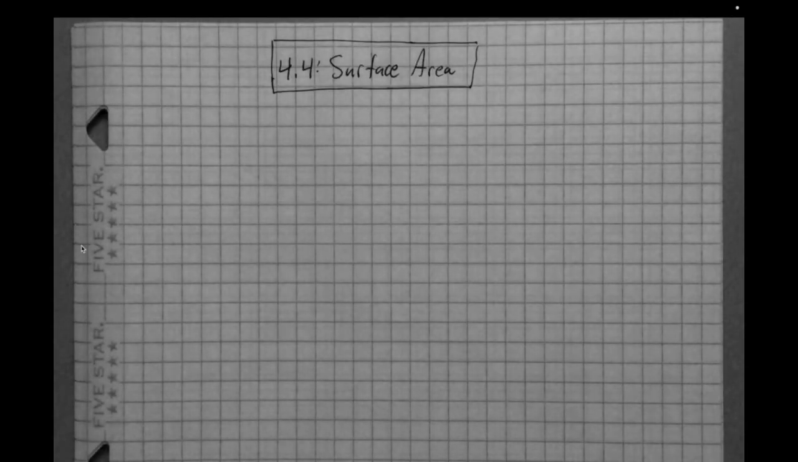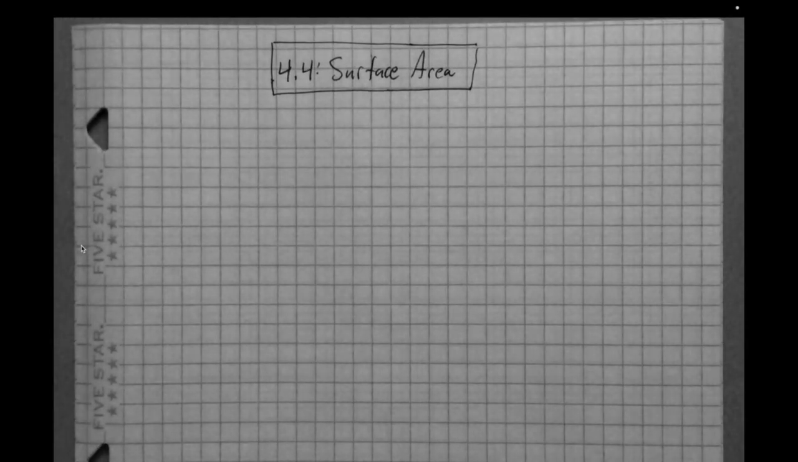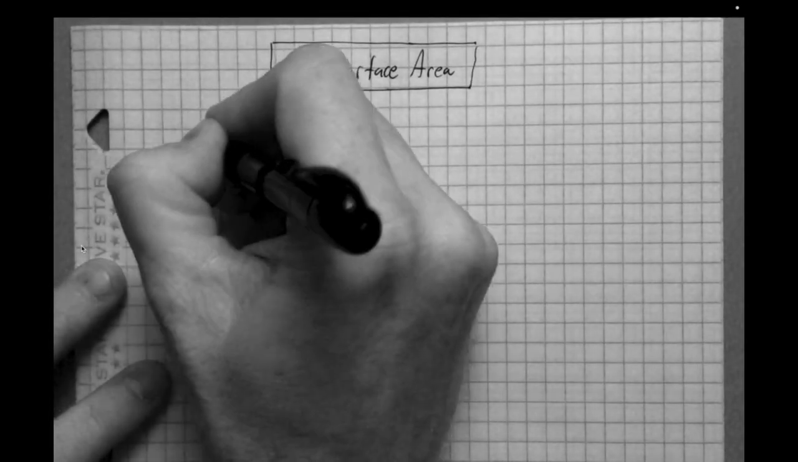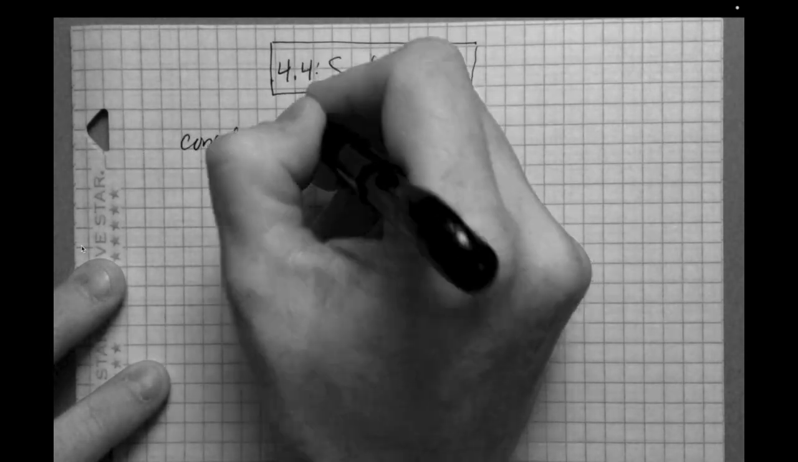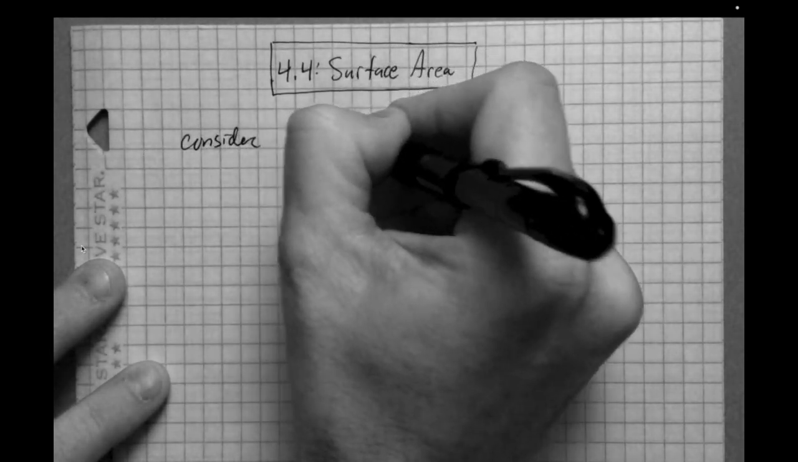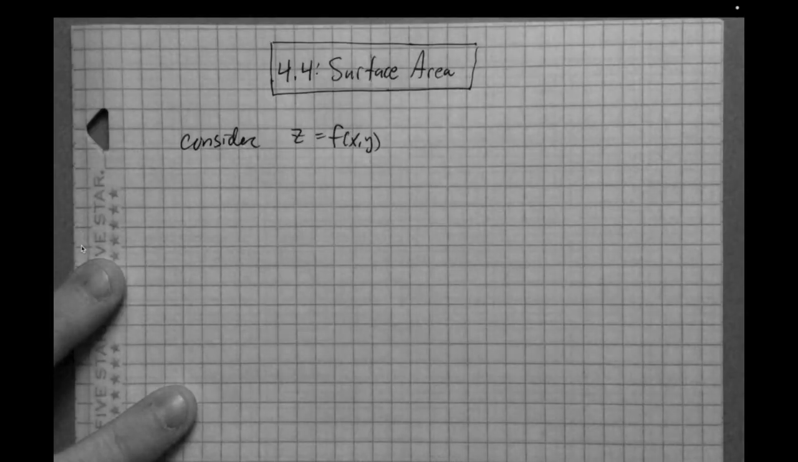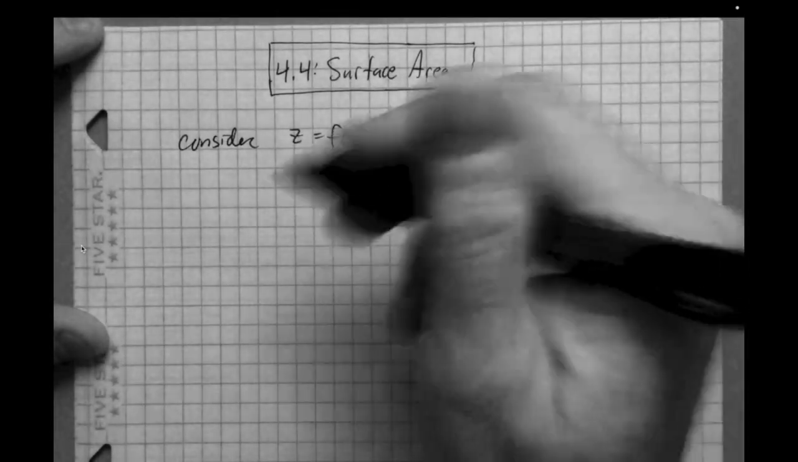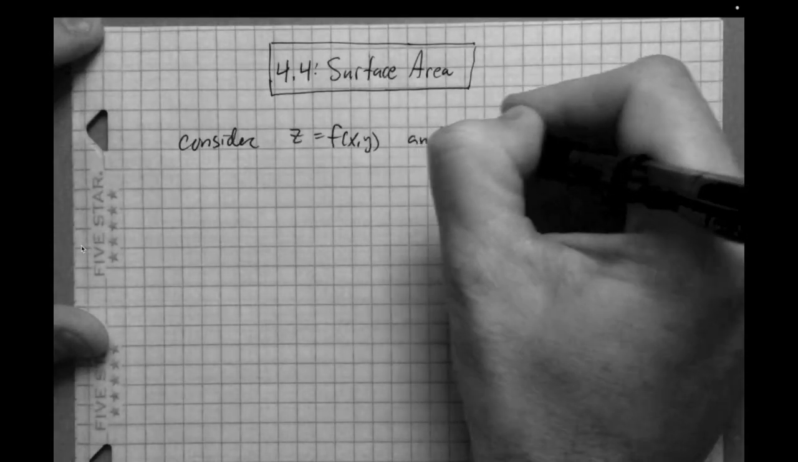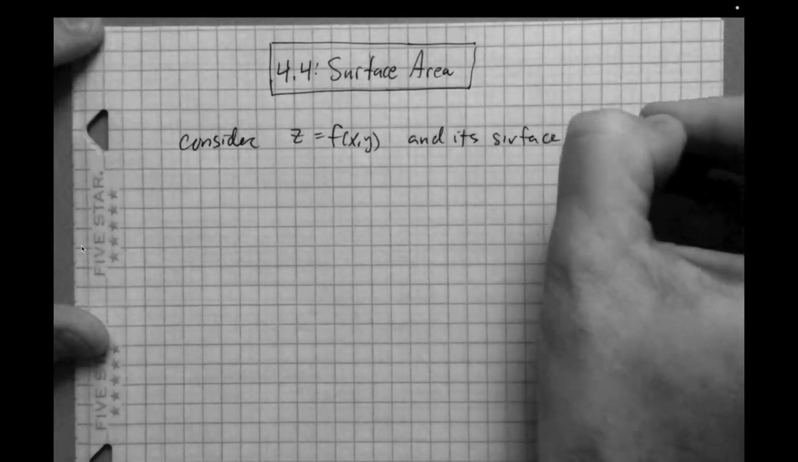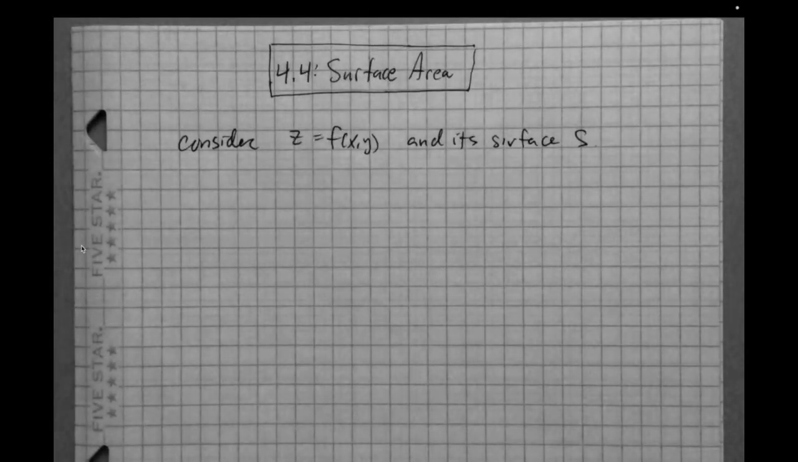Okay, so as per usual, we're going to work up the construction of these things and try to get some insight into how integration allows us to solve this particular problem. So let's consider a function of x and y, z equals f(x, y), and of course this is going to produce some surface in three-dimensional space. So we're considering the function and its surface, which we'll denote by S. Now let's assume some things about f.